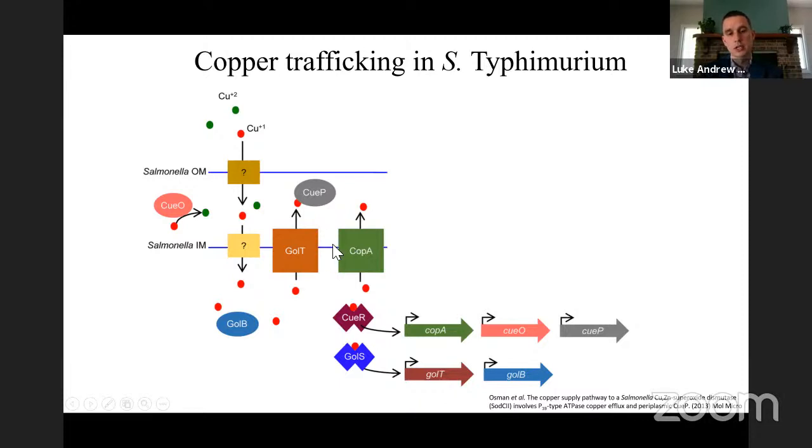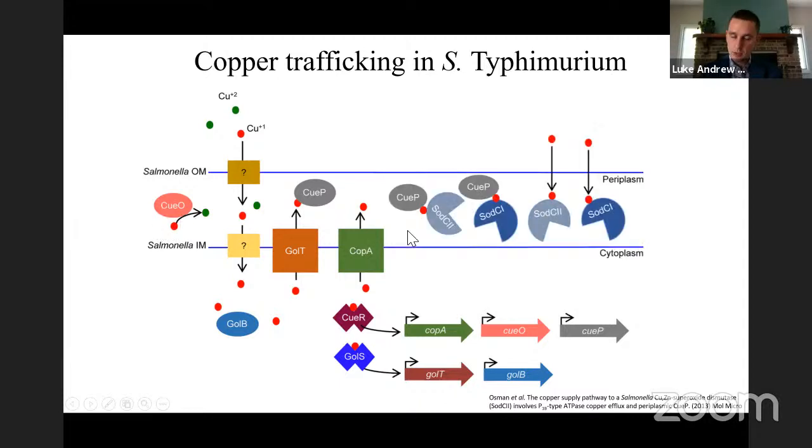Previous research studying these transporters has shown that they're functionally redundant in the purpose of cytoplasmic copper export. So if we knock out one of the 2 transporters, Salmonella still grows fine, but if we knock out both transporters, those strains of Salmonella have increased sensitivity to growth in the presence of copper. CueP is a periplasmic copper binding protein, and CueO is a multi-copper oxidase that can convert copper 1 to copper 2.